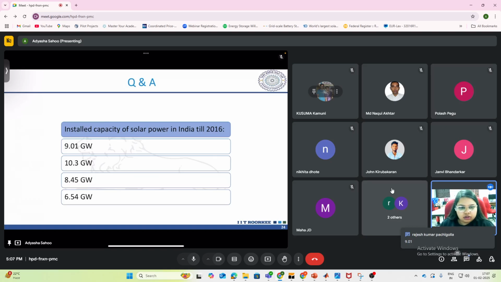Someone say, Rajesh says 9.01 gigawatt. Anyone else? Yes, it is 9.1 gigawatt.